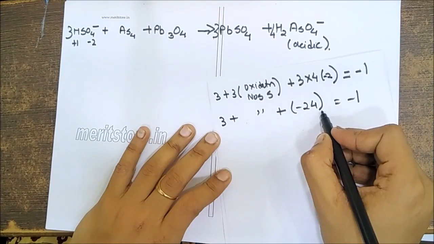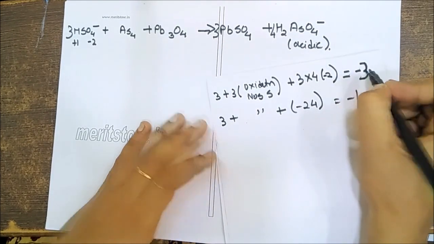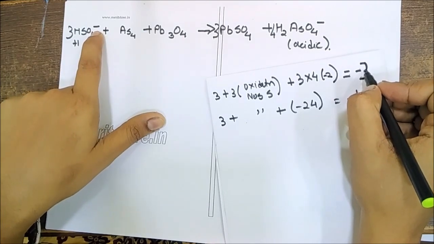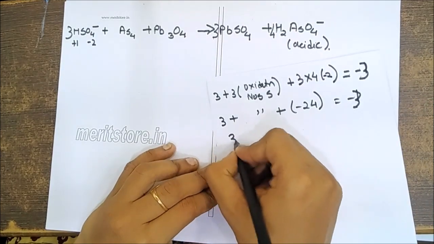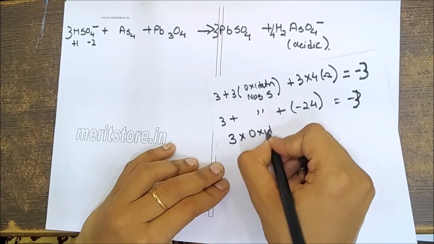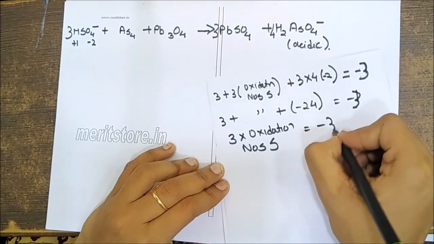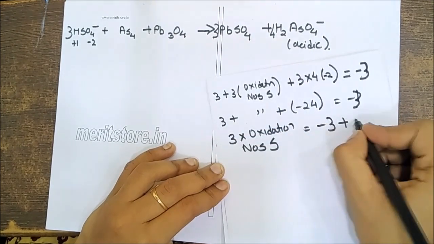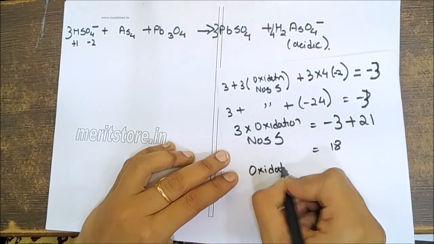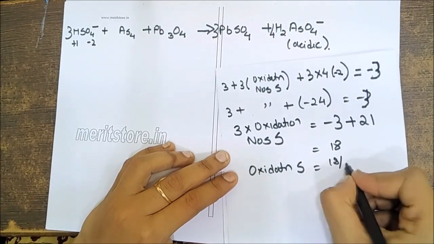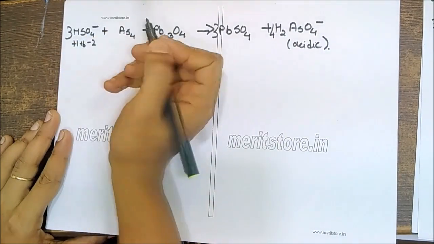Now plus 3 minus 24 is minus 21, minus 21 goes on that side and becomes plus 21, and this charge also would be minus 3. See, 1 for each charged ion, and as there are 3 ions, this is minus 3, so 3 into oxidation number of sulfur would be minus 3, and this minus 21 when it goes on the other side would become plus 21, so this is 18, so therefore oxidation number of sulfur is 18 divided by 3, which is plus 6, so here I am getting plus 6.